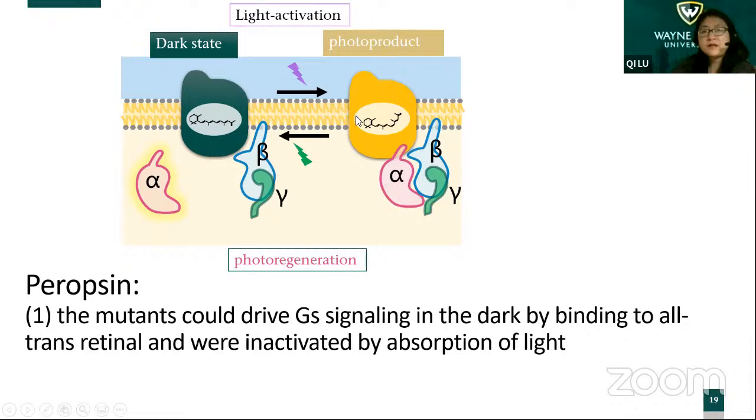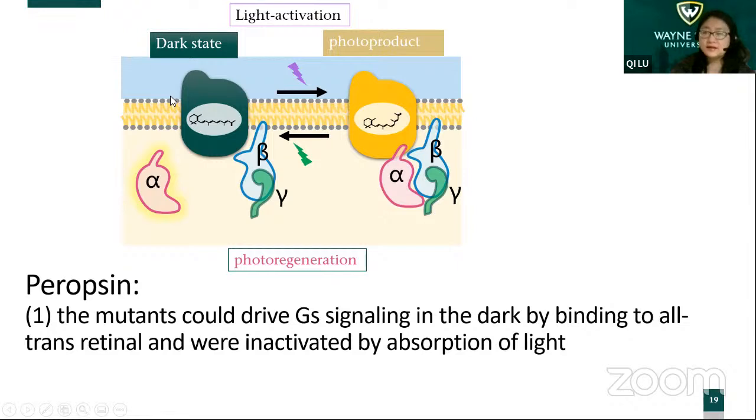So after activation, it will change because of its binding. The difference is in which retinal state it's binding. It's not binding the 11-cis retinal, it's binding the all-trans retinal. On the all-trans retinal, after shedding light, it will change the conformation of the all-trans retinal to the 11-cis retinal, but it's inactivated. It will not activate a G protein.